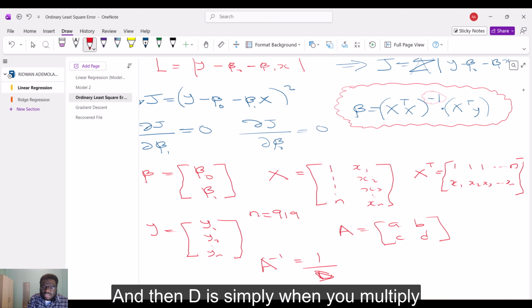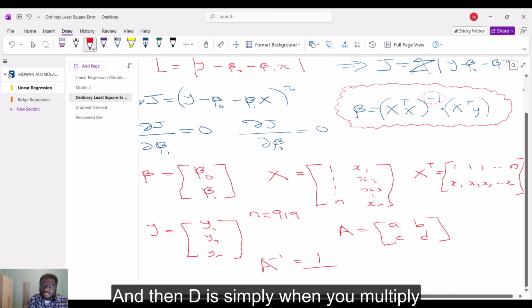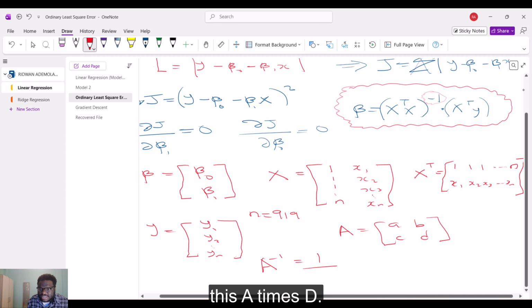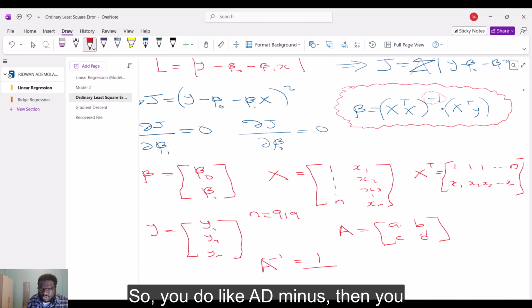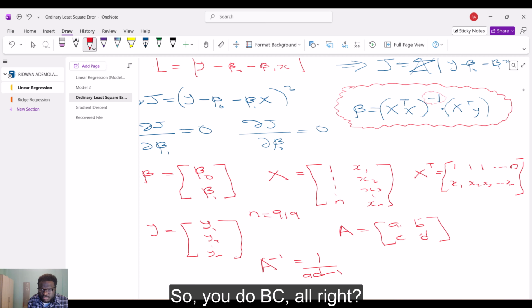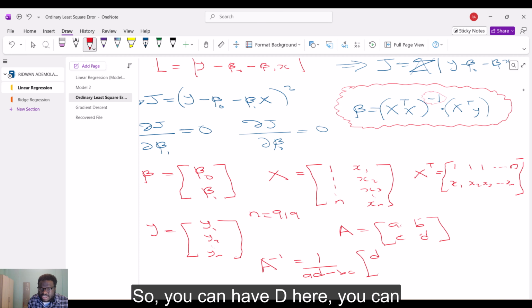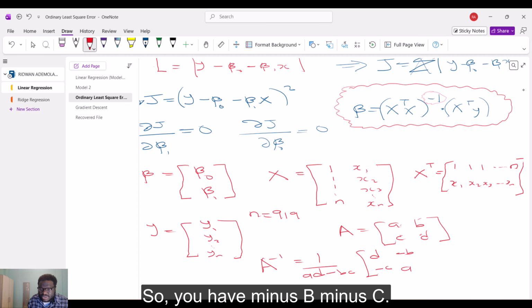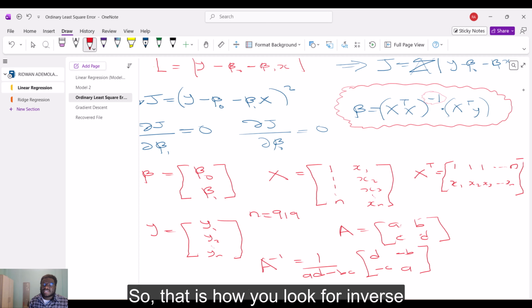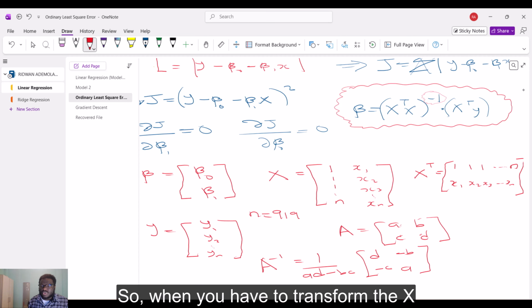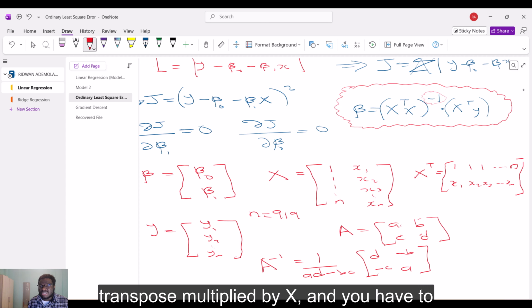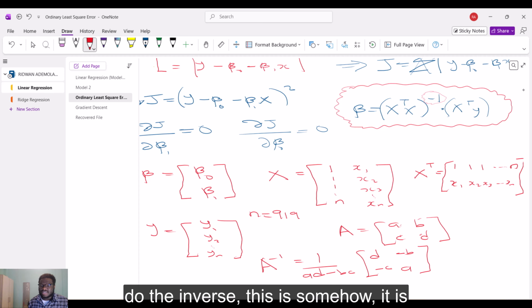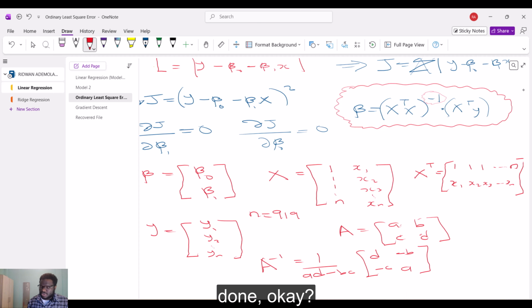And then D is simply when you multiply a times d, so you do ad minus b times c, so you do bc. Then you switch a and d, so you have d here and a here, then b and c become negative, so you have minus b and minus c. That is how you look for the inverse of a matrix. So when you have to transform X transpose multiplied by X and do the inverse, this is how it is done.